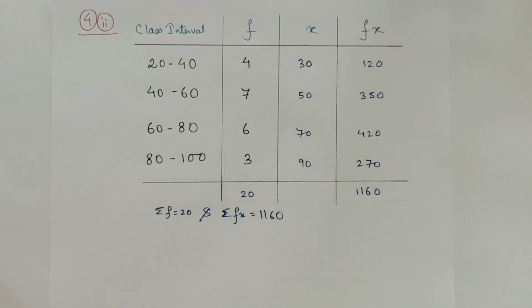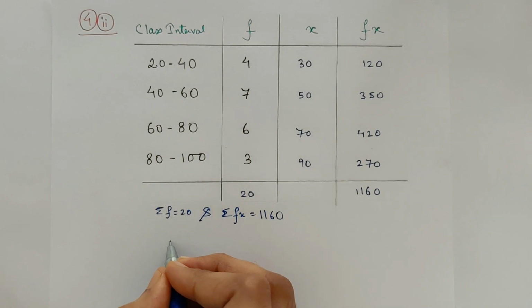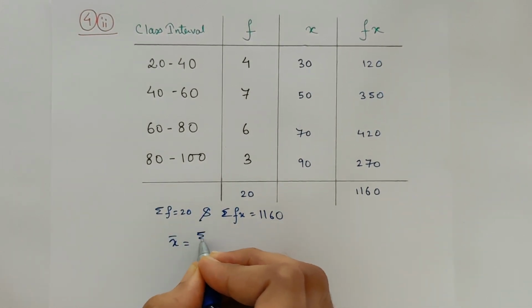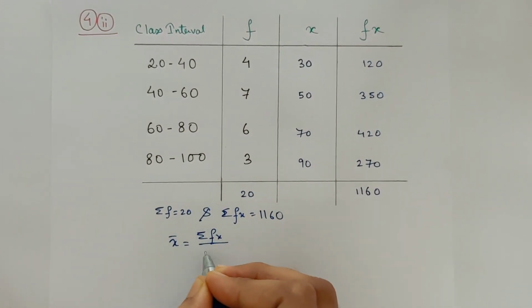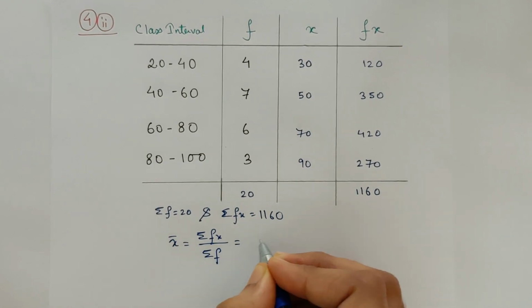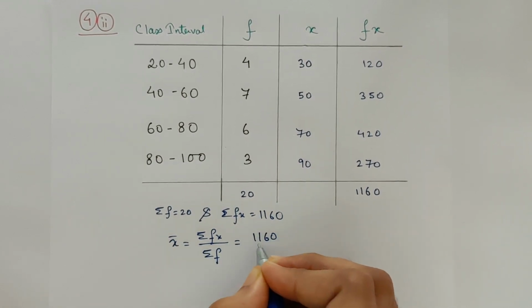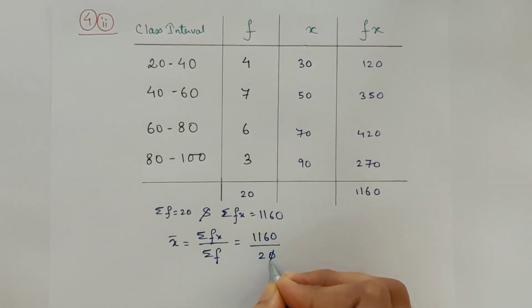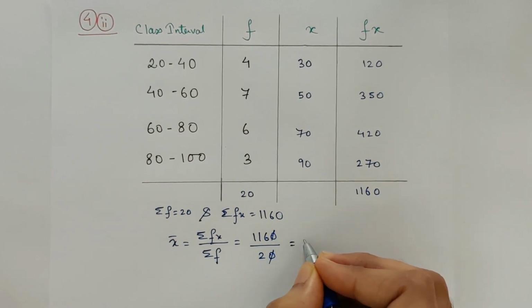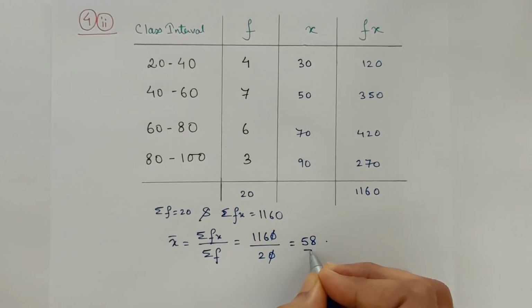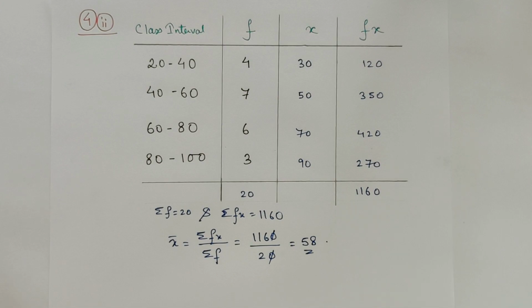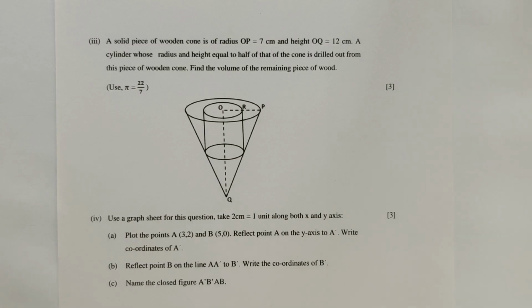We will find the mean by the direct method, which is mean is equal to summation of fx divided by summation of f. So we have 1160 divided by 20, 0 and 0 get cancelled out and we will get 58. So the answer is, the mean is 58. Moving on to part 3.